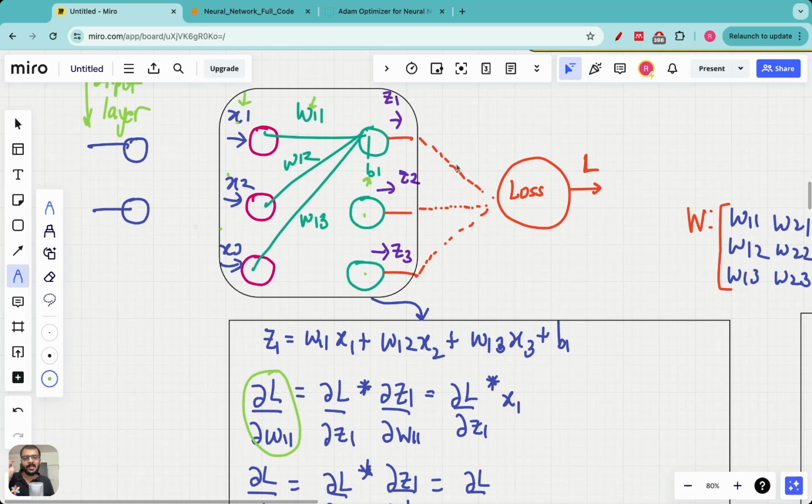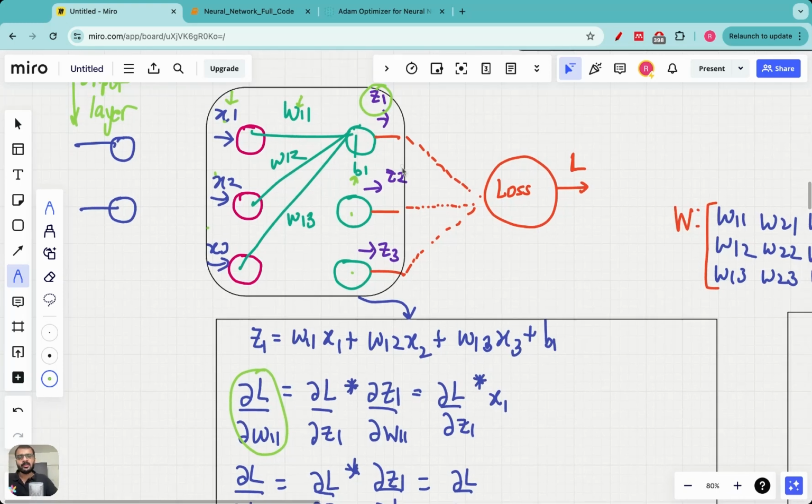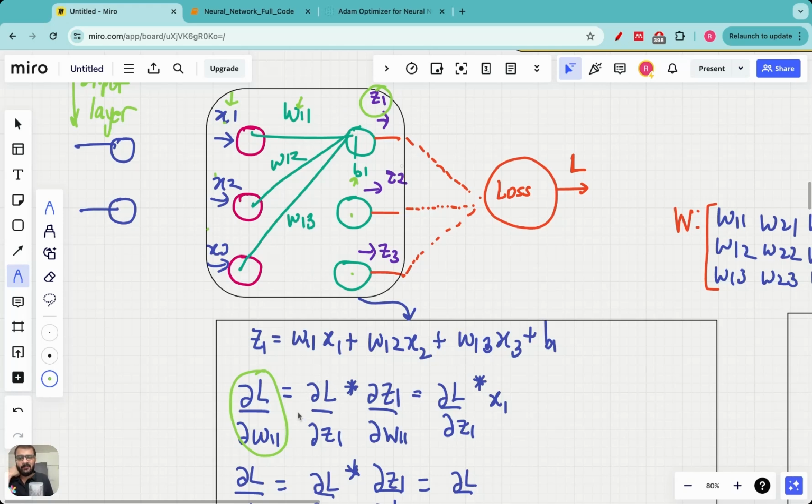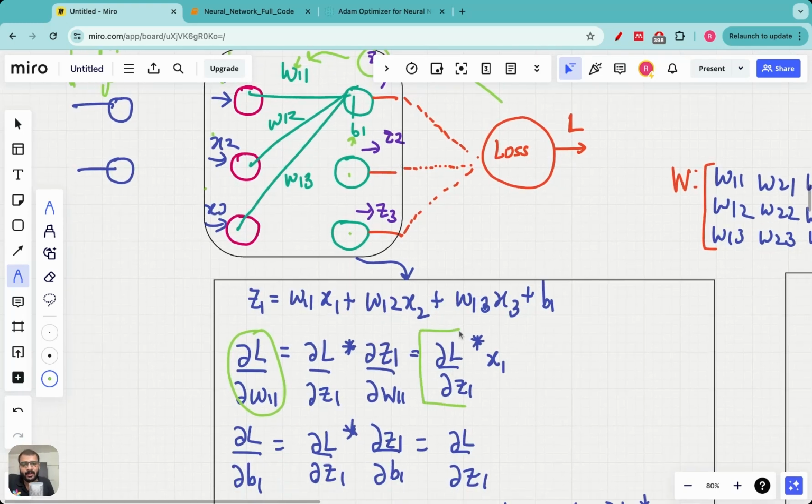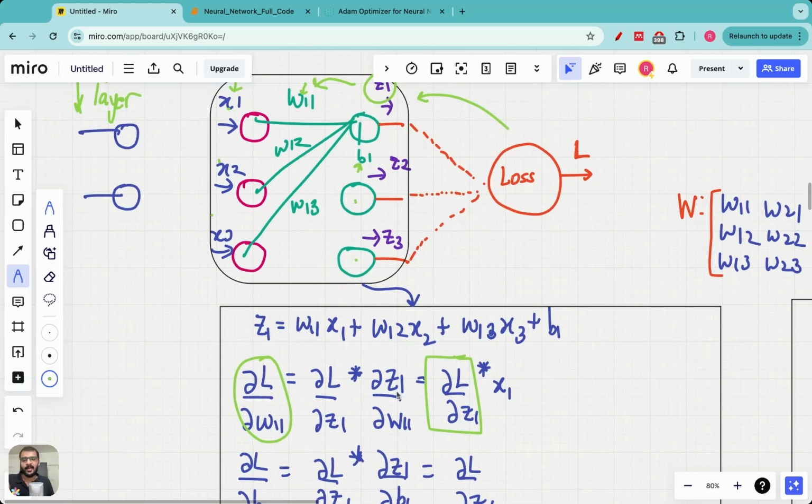If I want to find the partial derivative of loss with respect to W11, I have to go through this Z1. Z1 is the output of the first neuron. So this is how I will apply the chain rule. I will first find the partial derivative of loss with respect to Z1 and then multiply with the partial derivative of Z1 with respect to W11. Let's say the partial derivative of loss with respect to Z1 is given to us. Then I just need to find the partial derivative of Z1 with respect to W11, right?